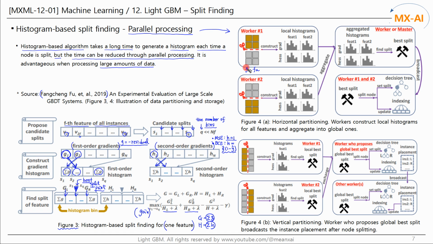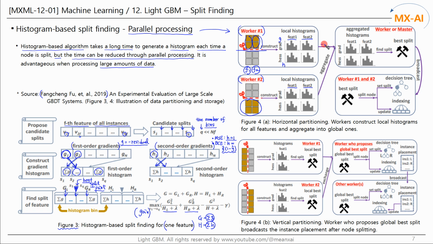This time, we will look at the data with two features. Cut this data in half and use two worker threads to create histograms for the top and bottom data points, respectively. The worker thread 1 creates the local histograms of G and H for features 1 and 2 for the top data points. And the worker thread 2 generates the local histograms of features 1 and 2 for the bottom data points, just like the worker thread 1 does.